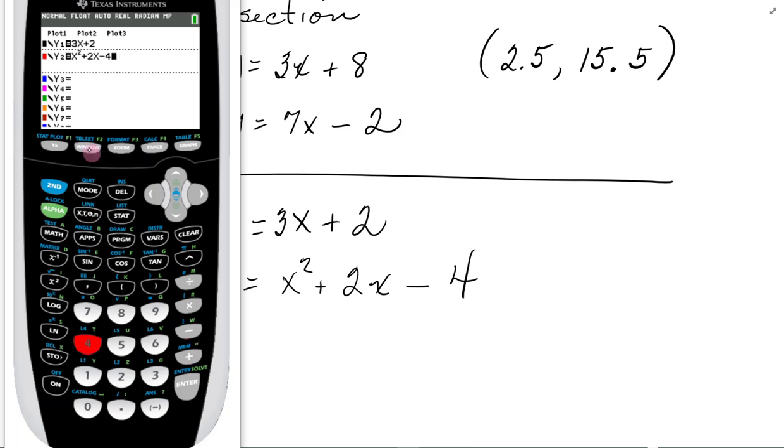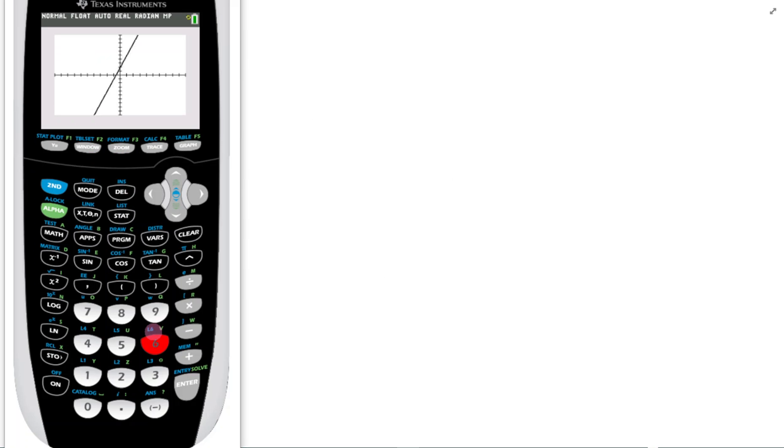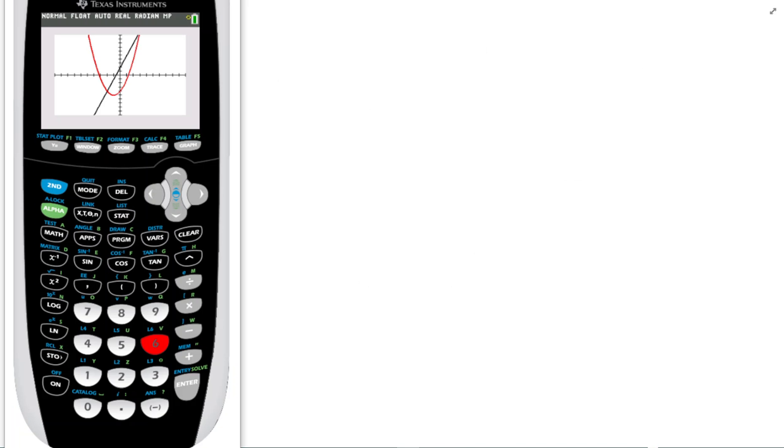All right, I will do a zoom 6. That puts me in that standard viewing window of -10 to 10. There's the line. Hang on just a minute. And there's the parabola. I see a point of intersection here, but I'm hitting a hint of an intersection up there. It looks to me that again I need to change Y max.